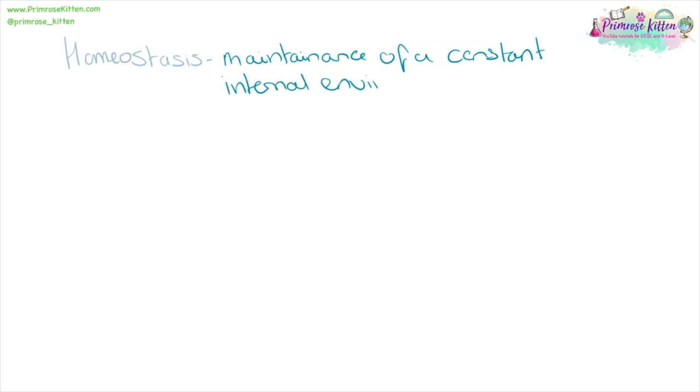Homeostasis is the maintenance of a constant internal environment. And to keep your body functioning properly, we need to control our blood glucose levels, our water levels, and our temperature.